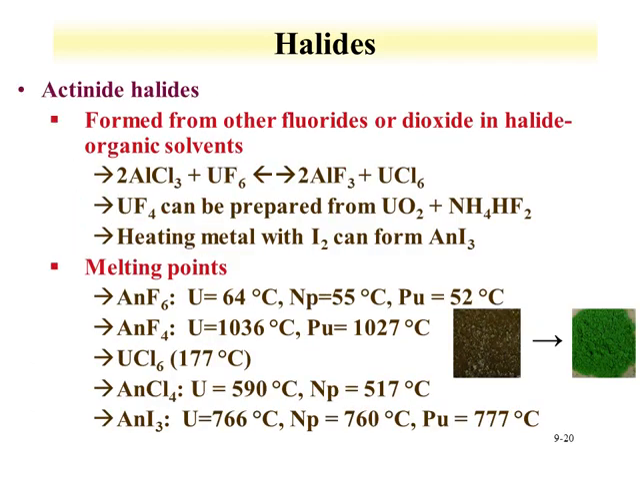Some routes for forming actinide halides are shown below. In one route, you have an exchange of fluorine with chlorine using aluminum chloride as the chlorinating agent, and you make the uranium hexachloride. In this route, the uranium fluorides can be prepared by UO2 reaction with ammonium bifluoride, or by heating metals with iodine, you can form actinide triiodides.